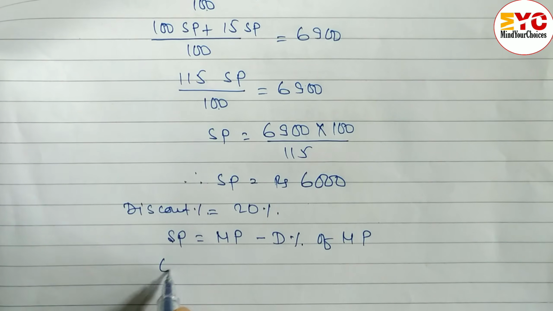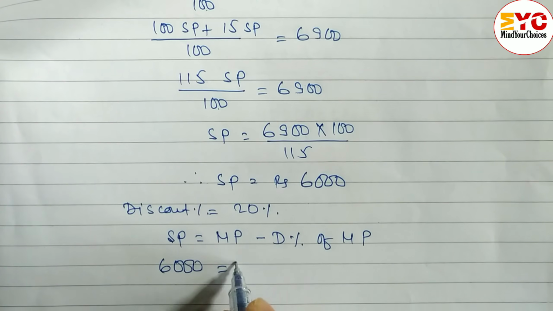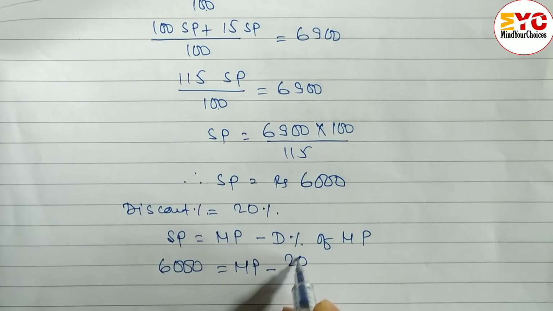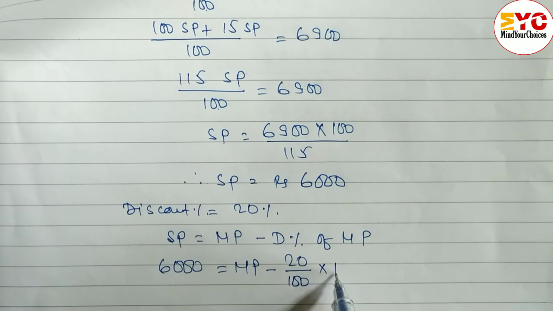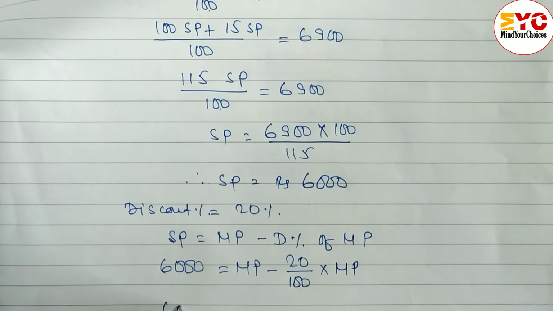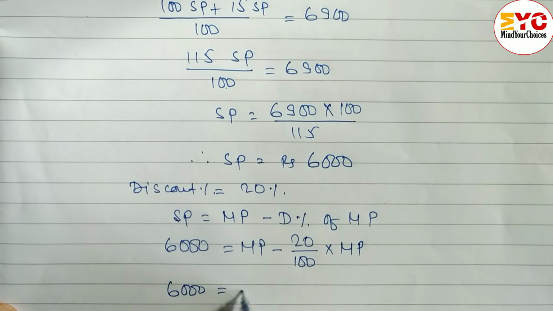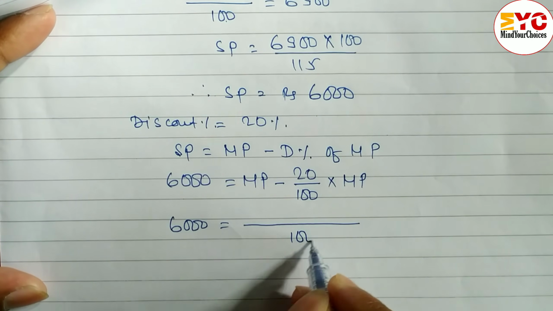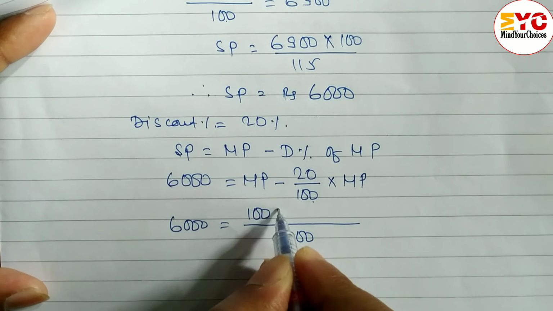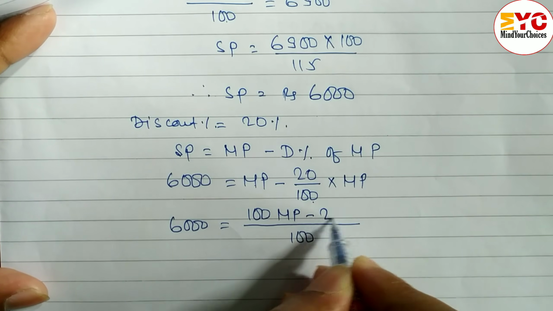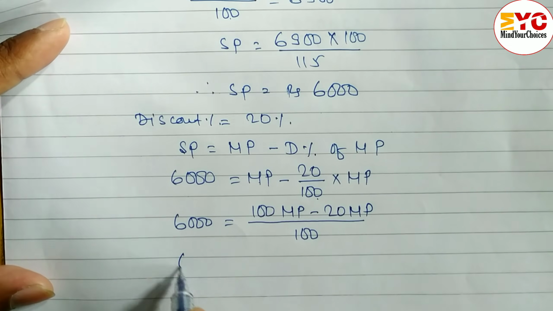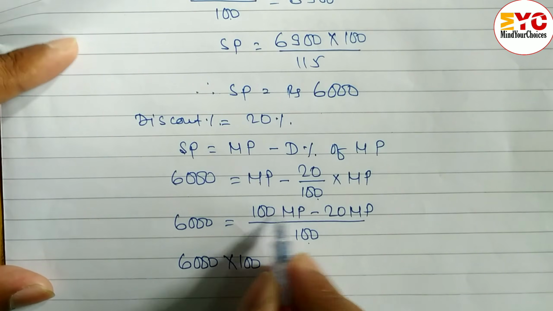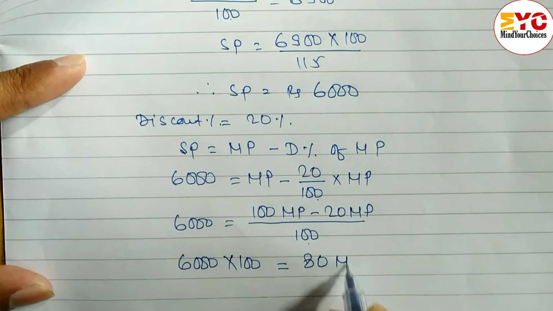SP we got here is 6,000, so write down 6,000 is equal to MP, which we have to find out. Discount percent is given as 20%, so write 20 by 100 into MP. 6,000 is equal to, let's take LCM. The LCM we get here is 100. 100 into MP, 100 MP minus 20 MP. 6,000 into 100 cross multiplied, and when you subtract we get 80 MP.